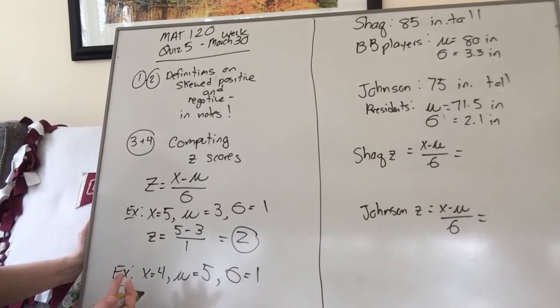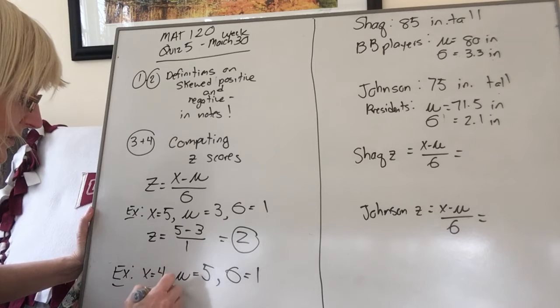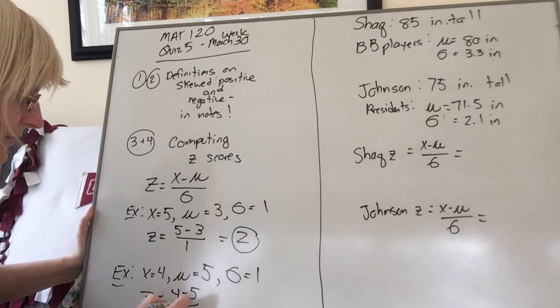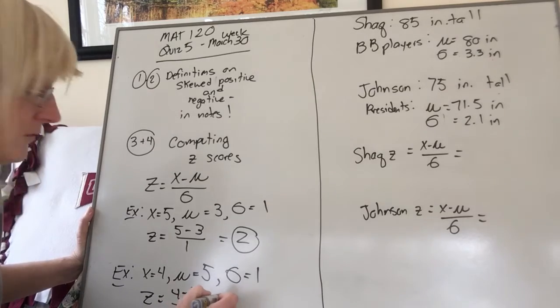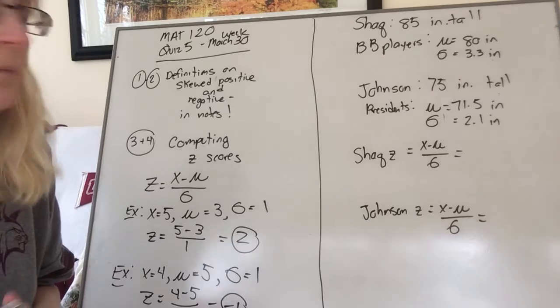You can get a negative z-score, so I don't want you to freak out if you get a negative z-score, because in this case, my x is 4, my mean is 5, and my standard deviation is 1. So I get negative 1 over 1, so I get negative 1. So don't be scared if you get a negative z-score, okay?